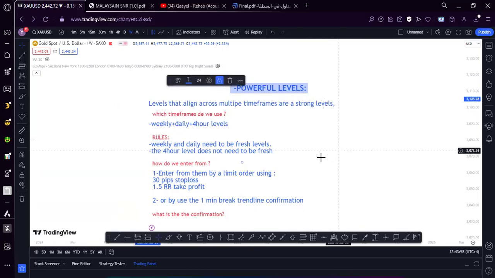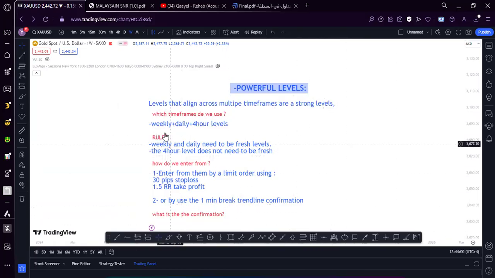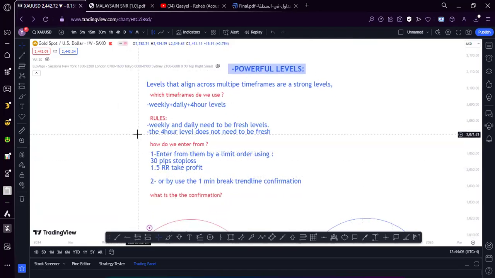Okay, so which time frames do we use? We use the weekly, the daily, and the 4 hour levels. Rules: weekly and daily need to be fresh. Okay, and the 4 hour level does not need to be a fresh level.